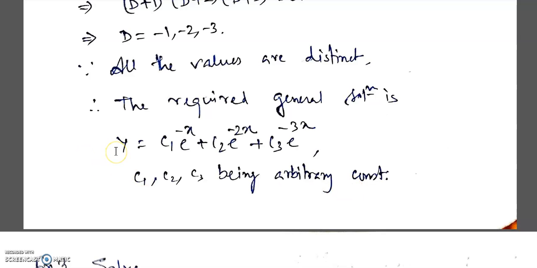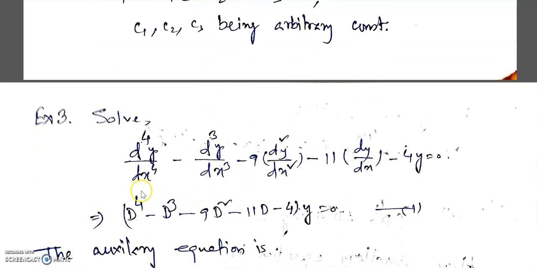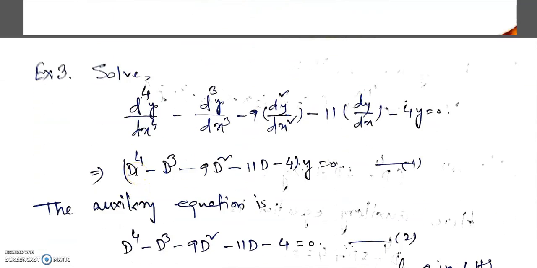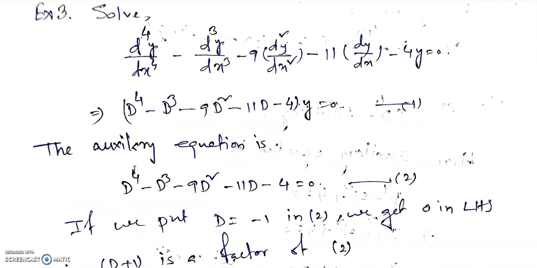So that is your required general solution. So the required general solution is C1 e power minus x plus C2 e power minus 2x plus C3 e power minus 3x. Now do another problem. Here is a quartic equation, that is a fourth degree equation. So how to solve the fourth degree equation?